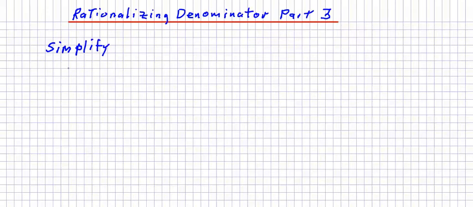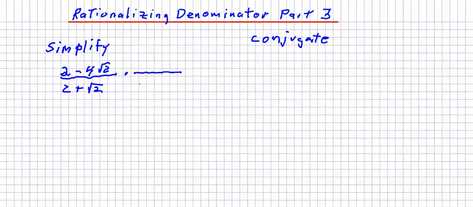Simplify. And we have 2 minus 4 square root of 2 over 2 plus the square root of 2. The conjugate, remember the conjugate, is the exact same expression, but instead of a plus, it's a minus, or vice versa. So we're going to multiply numerator and denominator by 2 minus the square root of 2.